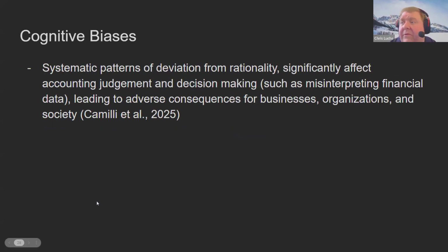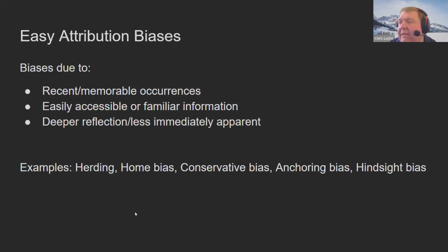There are cognitive biases, which are systematic patterns of deviation from rationality. You've got to love that, because what's rational for one person may not be rational for another. They significantly affect accounting judgment and decision making, such as misinterpreting financial data. This is the definition of what we mean by cognitive biases: how you're thinking, how an individual makes decisions, and how they rationalize that decision when they run into numbers, because humans and numbers don't necessarily have a good history together.